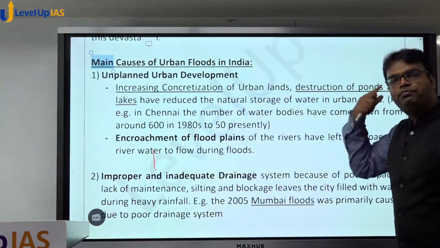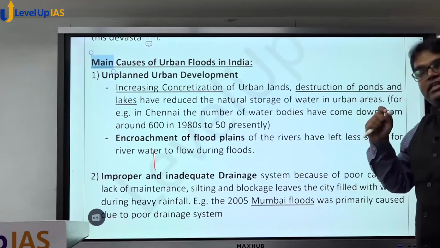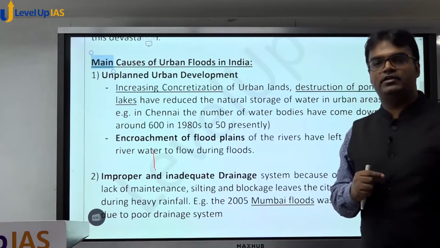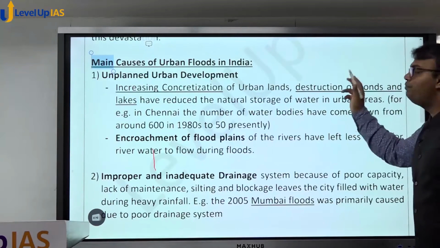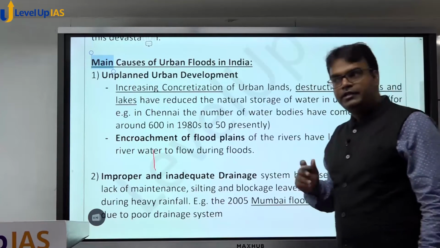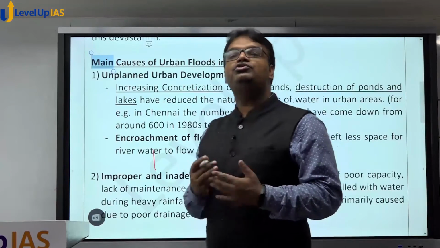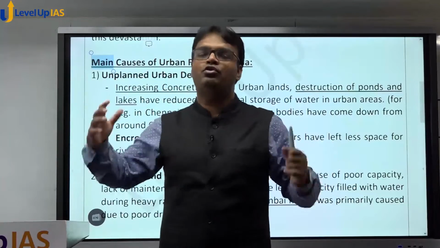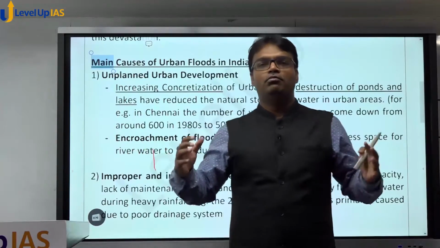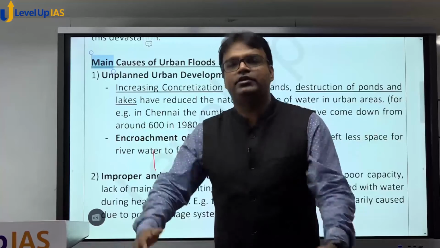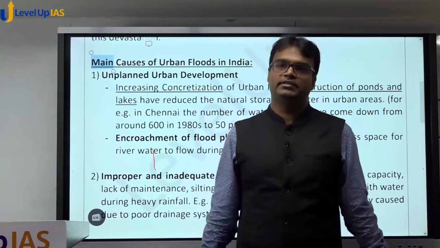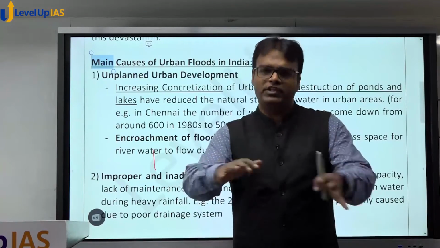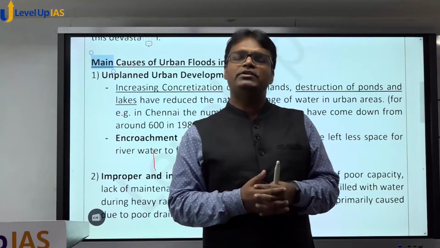We have planned our cities in such an unscientific way that we have impacted the hydrological cycle. Then, destruction of ponds and lakes. Traditionally, earlier we used to have cities which had many ponds and many lakes. So when rainfall took place, most of the water got collected in those ponds and lakes, and from there it percolated into the groundwater, as well as remained stored in those ponds and lakes.